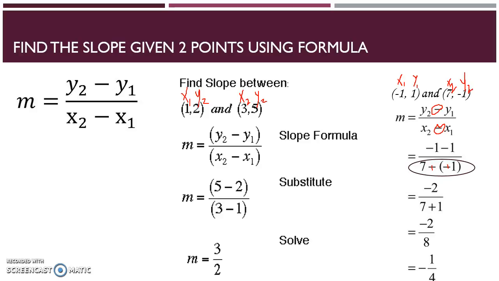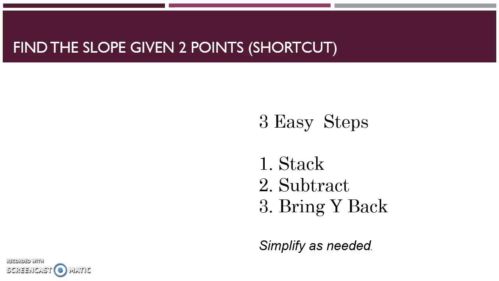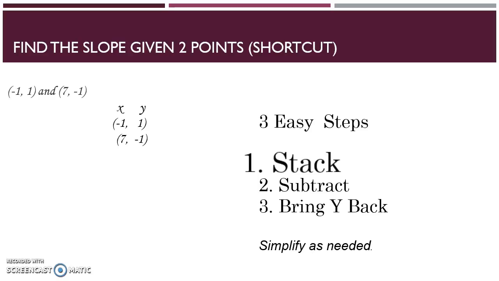Now, what if we do this same example using a little bit of a shortcut? Let's find the slope given those same 2 points we just used, except this time we're going to do it in 3 easy steps. I call those steps stack, subtract, and bring y back. Then, of course, you'll simplify as needed. So here are my same coordinates as the one we just did. We're going to stack our x's and y's. All I did was stack the 2 coordinate pairs. Draw a line down the middle to separate the x's and y's.